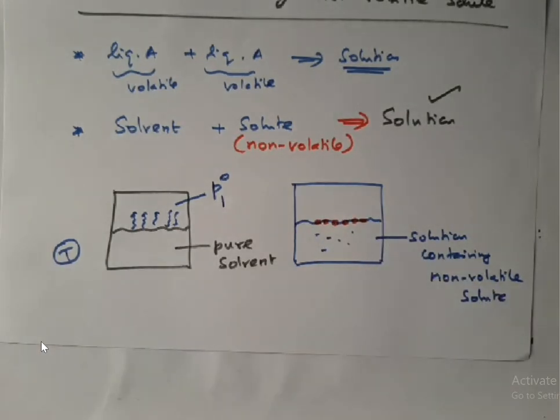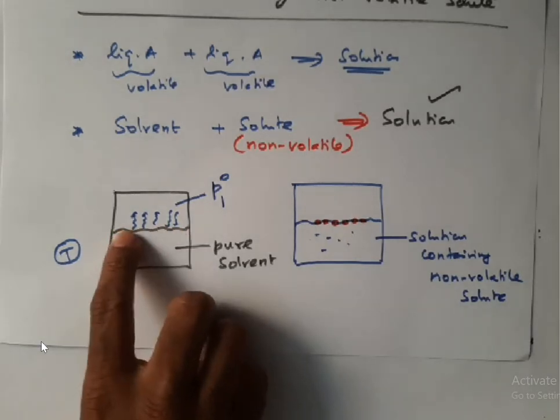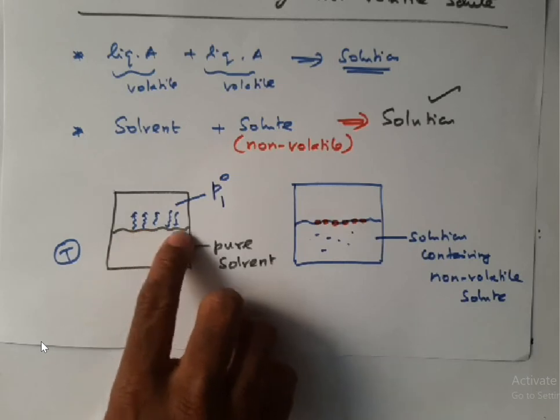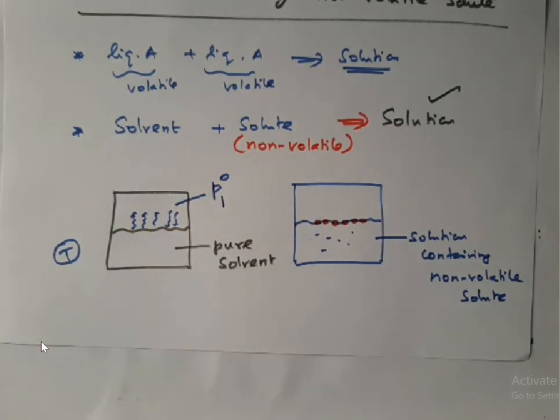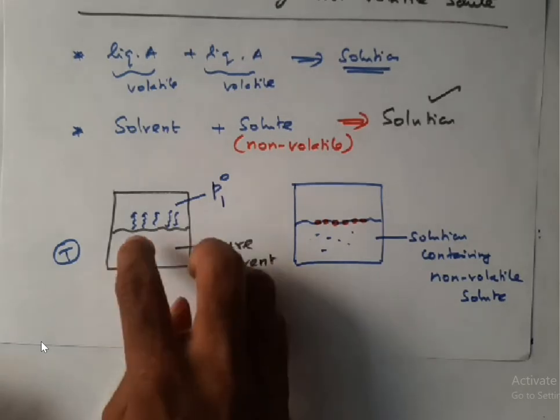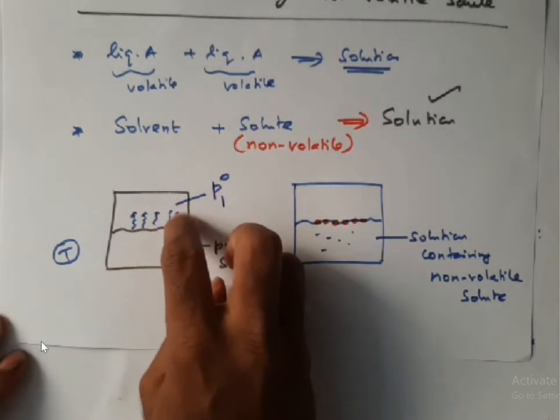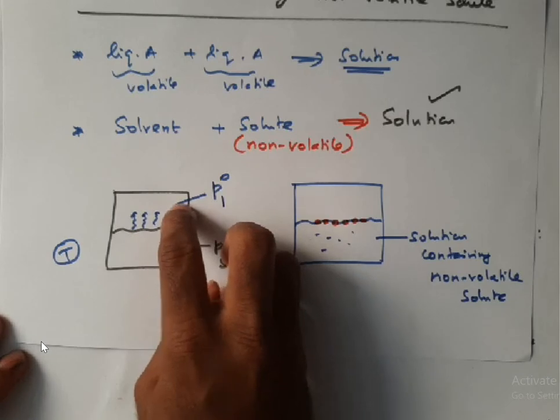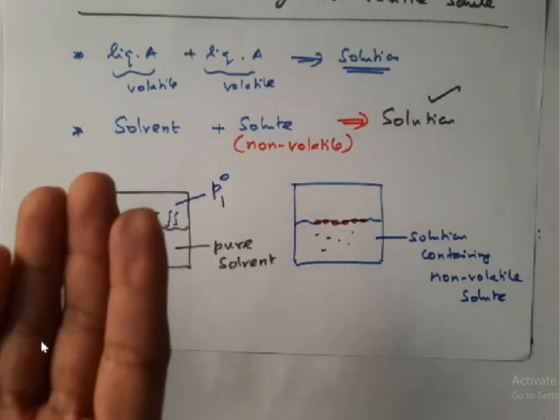Students, observe very carefully. Very, very important point. In pure solvent, the entire surface of the liquid is occupied by solvent molecules alone. Therefore, more solvent molecules will go to vapor state, because all the surface is occupied by solvent molecules.